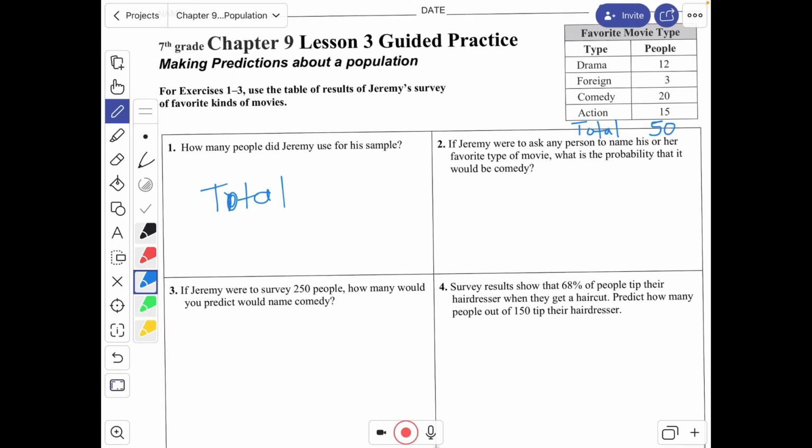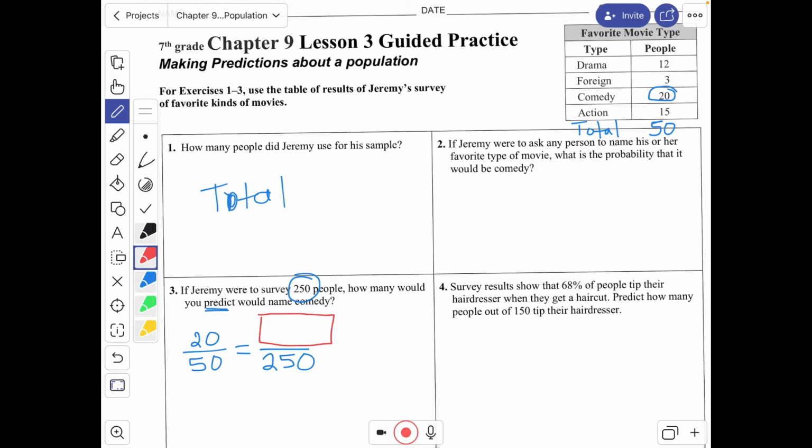Number 3 here says, if Jeremy were to survey 250 people, how many would you predict would name comedy? So from his survey, it looks like 20 out of 50 picked comedy. And if we're going to predict something, we need to set up a proportion. And the new total is going to be 250. So we're trying to solve for what would go up here.